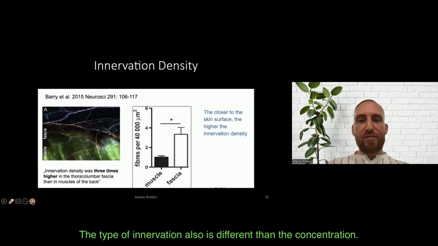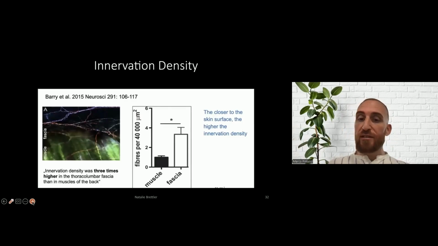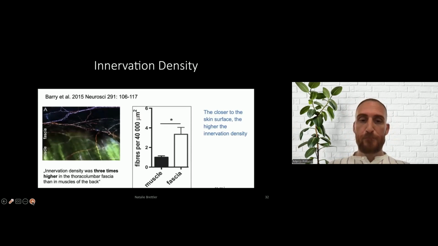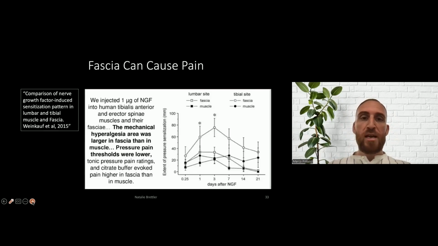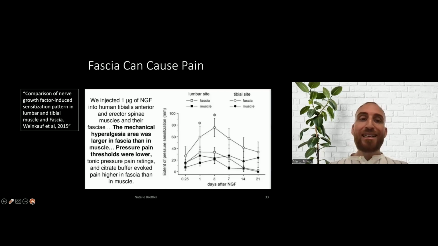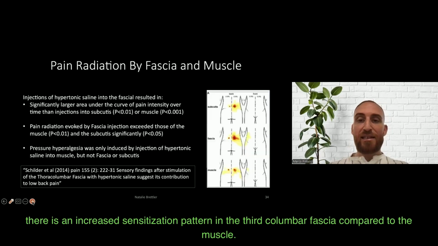The type of innervation is also different from the concentration. For example, the fascia has a different type of innervation and is richer in innervation than the muscle, for instance. This was a study that showed, for example, that with the injection of nerve growth factor in the muscle and the fascia, there is an increased sensitization pattern in the thoracolumbar fascia compared to the muscle.